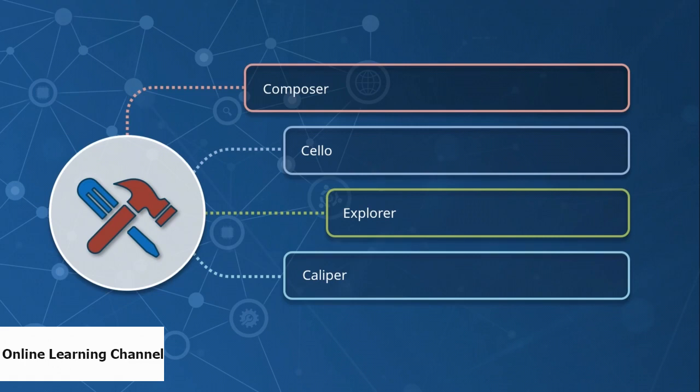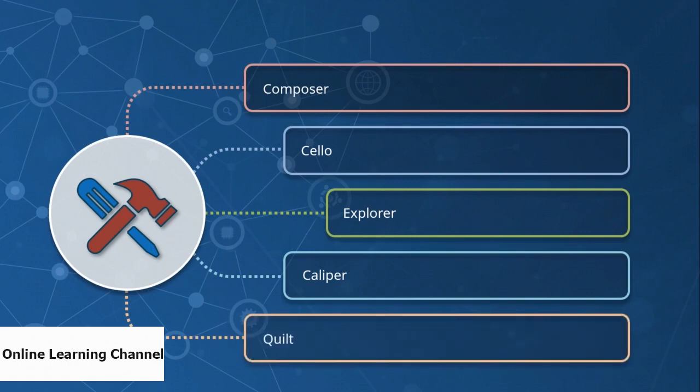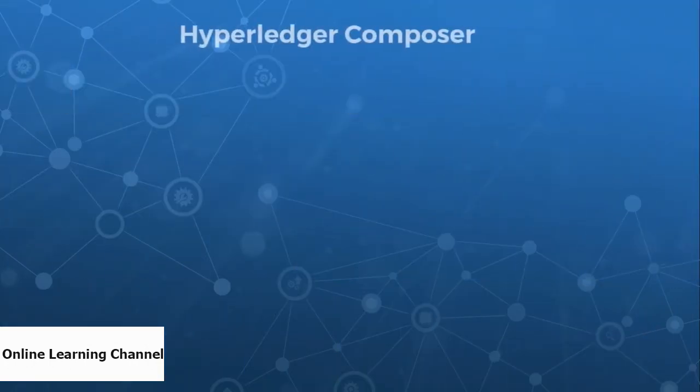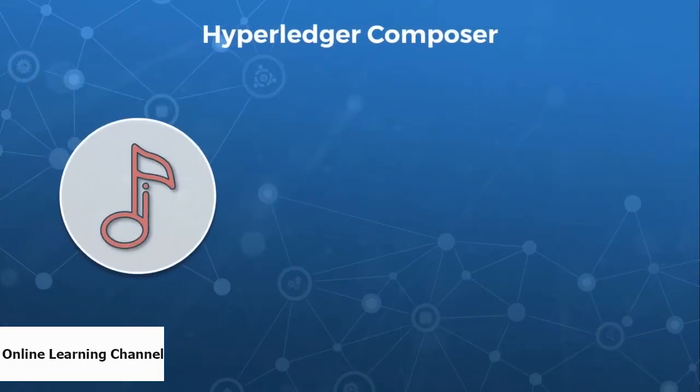And another tool which is still in incubation is Hyperledger Quilt. This is something which is meant to offer interoperability between different ledger systems, and some of these may even be outside of Hyperledger. We can now take a look at a few of these in detail, starting with Hyperledger Composer.